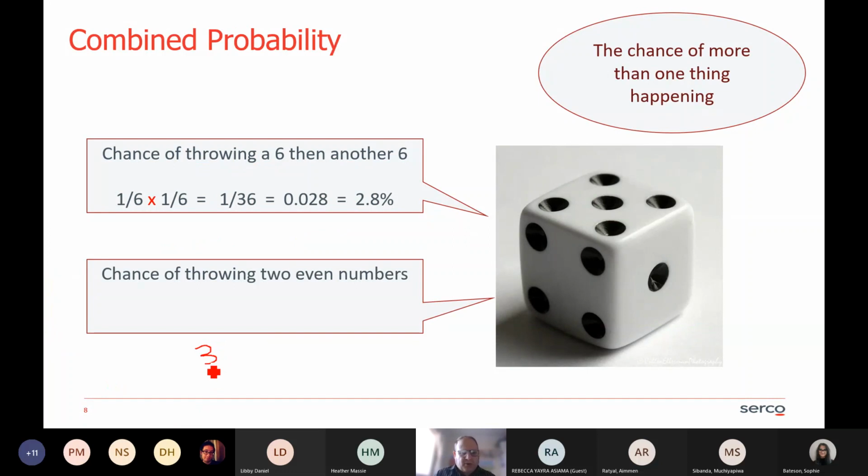So the chance of throwing an even number is 3, and that's out of a total number of 6. And then we throw the dice again. And once again, we've got a chance of 3 over 6 for an even number. And as I said, for combined probability, what we do is we multiply those together.